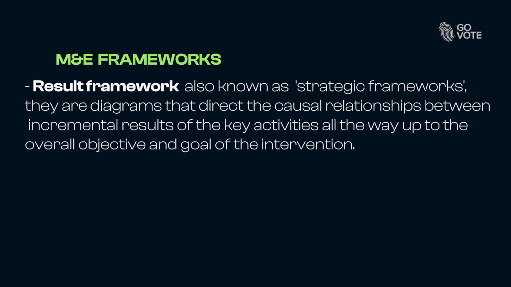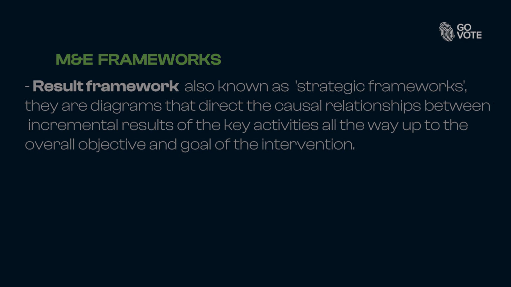Then the third framework is what we call the results framework. It's also referred to as strategic frameworks, and these are diagrams that depict the causal relationship between incremental results of the key activities and the overall objective and goal of the intervention. So what it means is that if I do 1 and 2 and 3, I achieve objective 1 in my framework. If I meet with women regularly, I increase confidence in the electoral process. If I increase confidence in the electoral process, I increase the number of people that come out to vote.